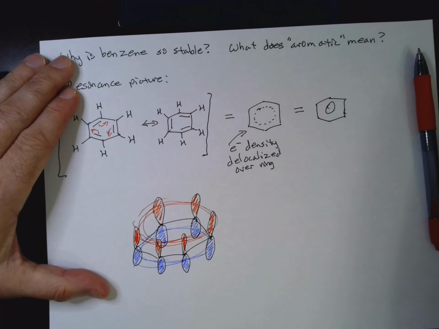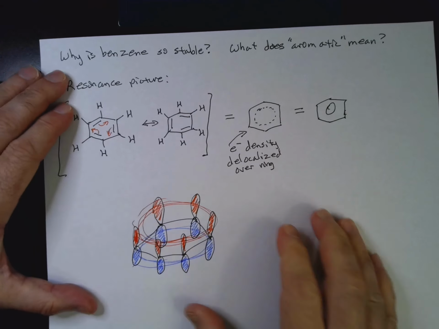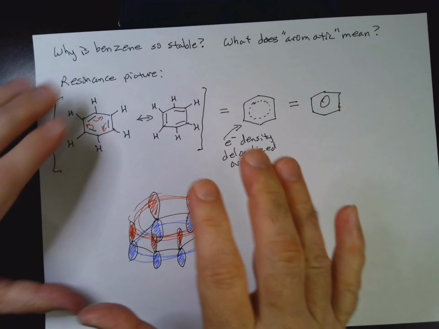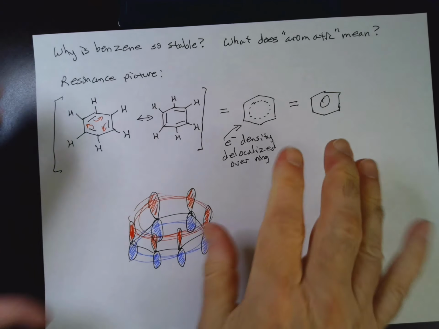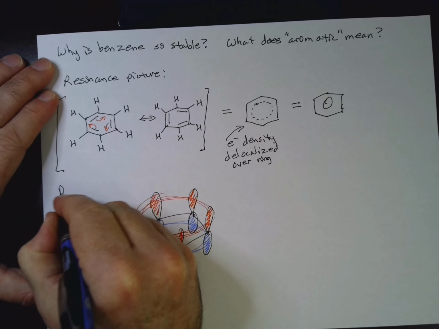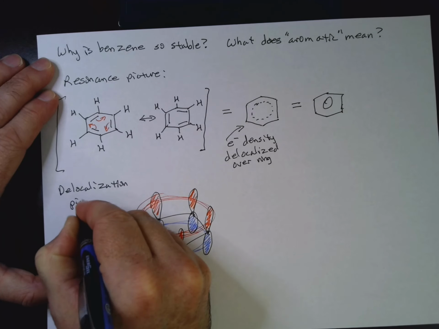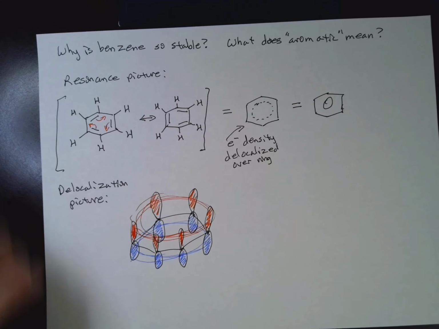So we've got this big cloud of electron density above and below the plane of our carbon atoms and our sigma system. And this actually leads to another version. And first I should call this the delocalization picture. And eventually this will lead us to using molecular orbitals. And let me see if I can find my molecular orbitals here. We'll get a molecular orbital picture.